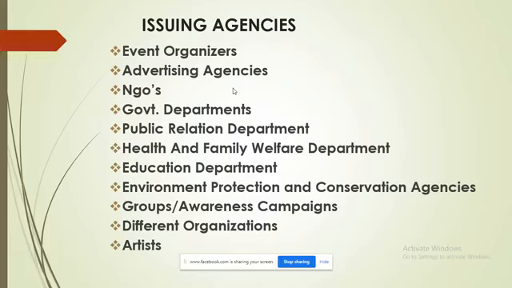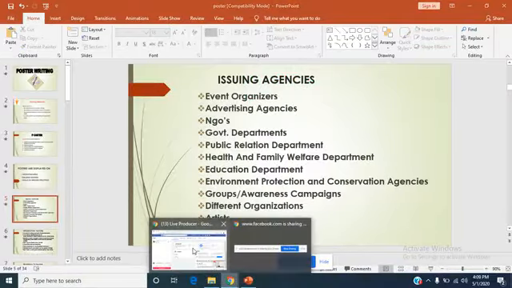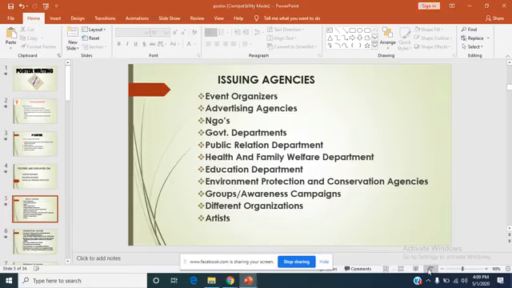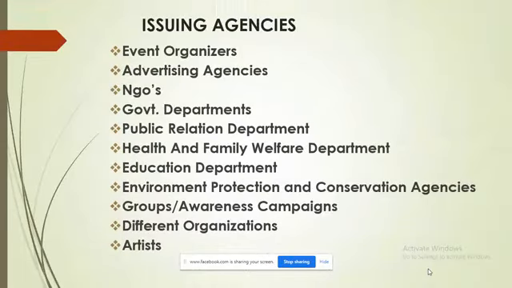Why am I discussing the issuing agencies with you? Dear children, issuing agencies are very, very important to know, because this is one of the important points of your format. If you don't know who is the issuing agency, you won't be able to know what to write in the name of organizers or issuing agencies. That's a very important point.